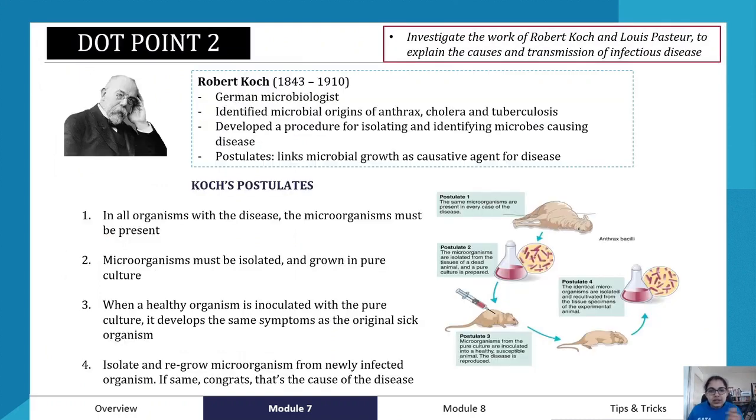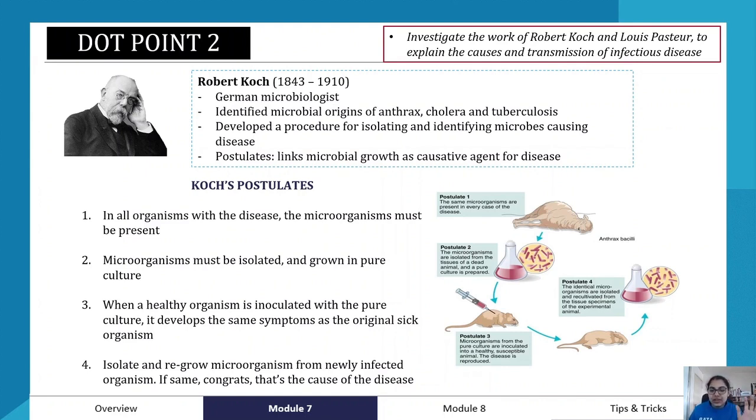Okay, so now let's look at the work of Robert Koch and Louis Pasteur. Koch was a German microbiologist. He identified microbial origins of anthrax, cholera, and tuberculosis, and he developed a procedure for isolating and identifying microbes, so as to say this is the microbe that is causing the disease. He did that through his postulates, which link microbial growth as a causative agent for the disease.